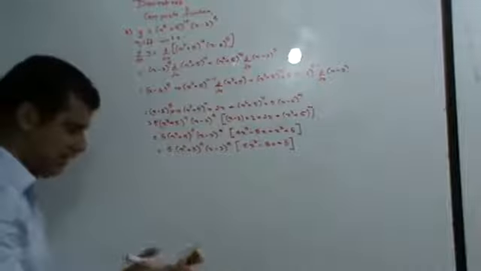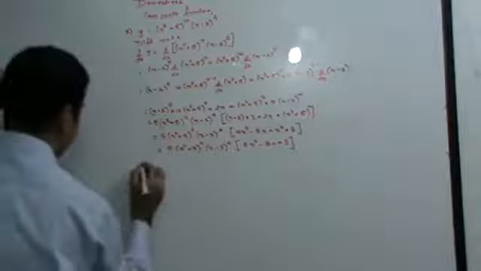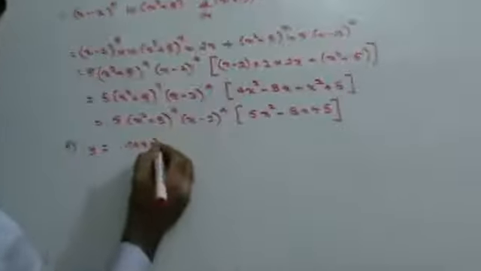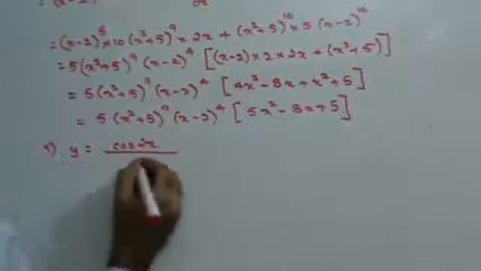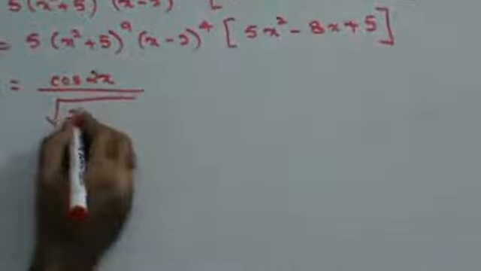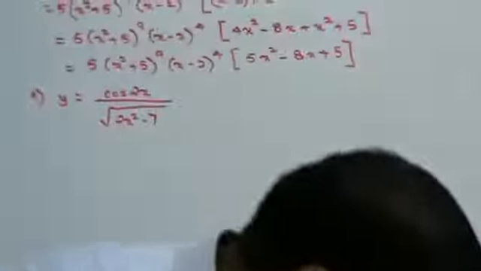Okay, let's see the next one, guys. y is equal to cos 2x upon root of 2x square minus 7, right?